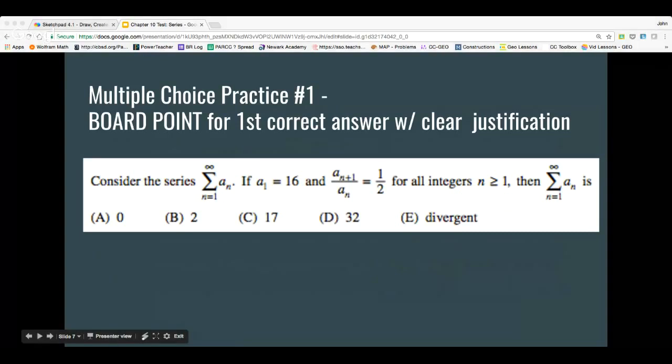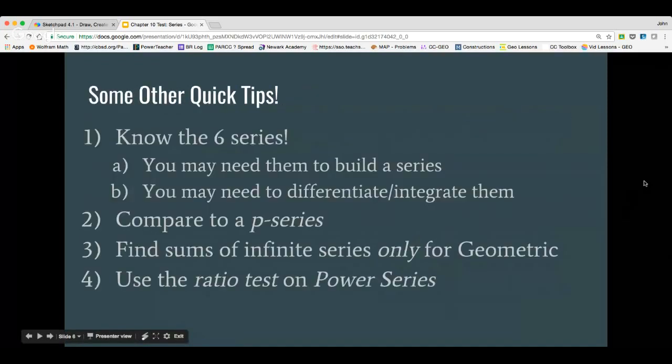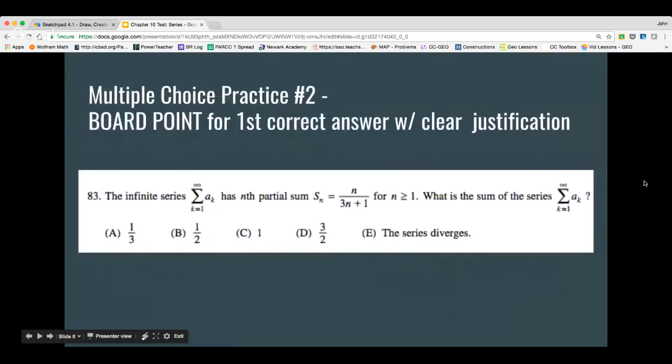So nice work, Alex. But now we're going to have a second question for a board point. All right, so here's number 2. Practice multiple choice for series test. Okay, good luck. And the goal is you've got to be the first with the correct answer and sufficient justification.